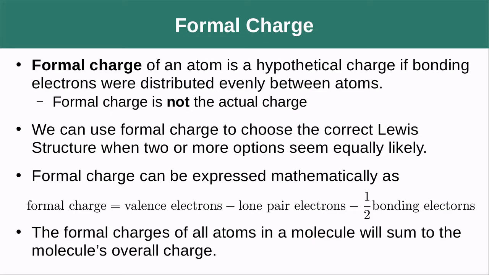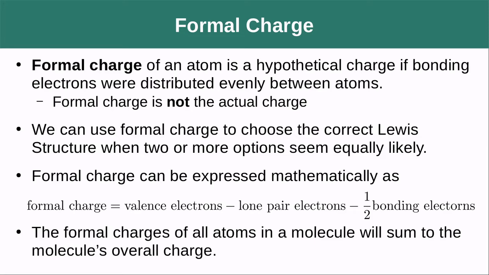The formal charge of an atom is a hypothetical charge if bonding electrons were distributed evenly between the atoms. So we know that that's not true. We know that some of those electrons participate in bonding and are necessarily associated with just one nucleus. But we're going to imagine what if they were. We can use these formal charges to choose the correct Lewis structure when two or more options seem equally likely.